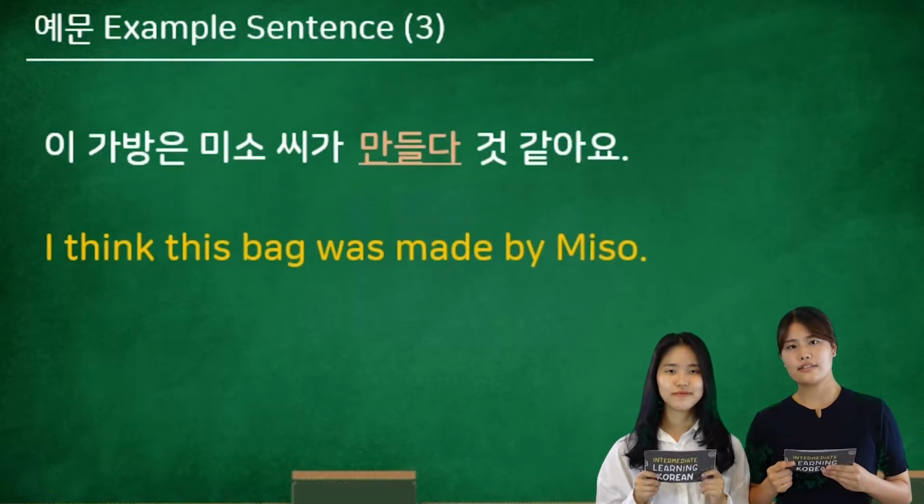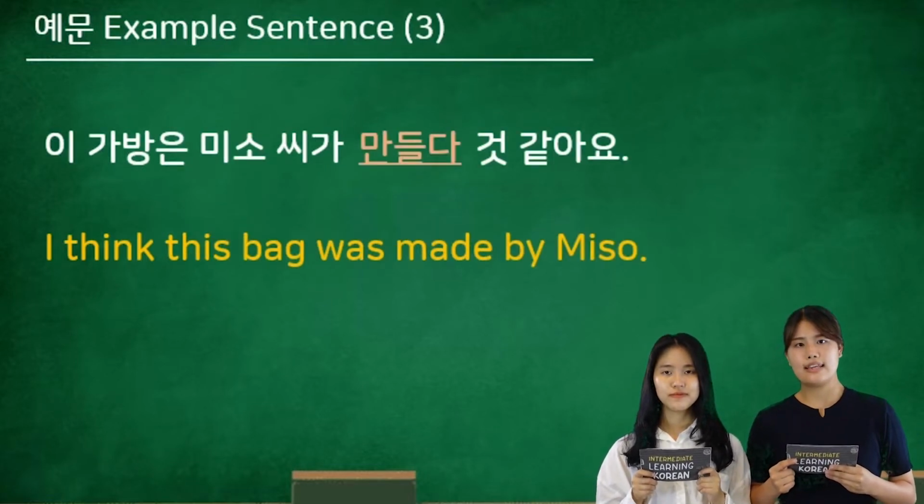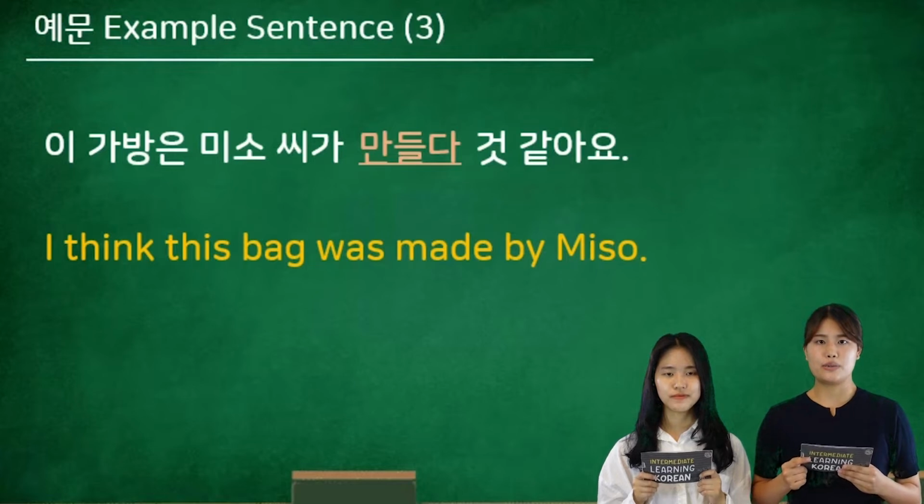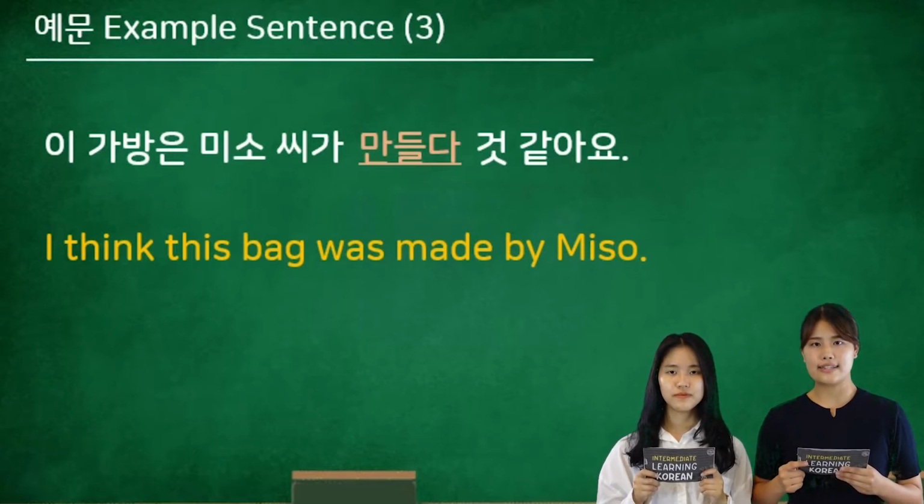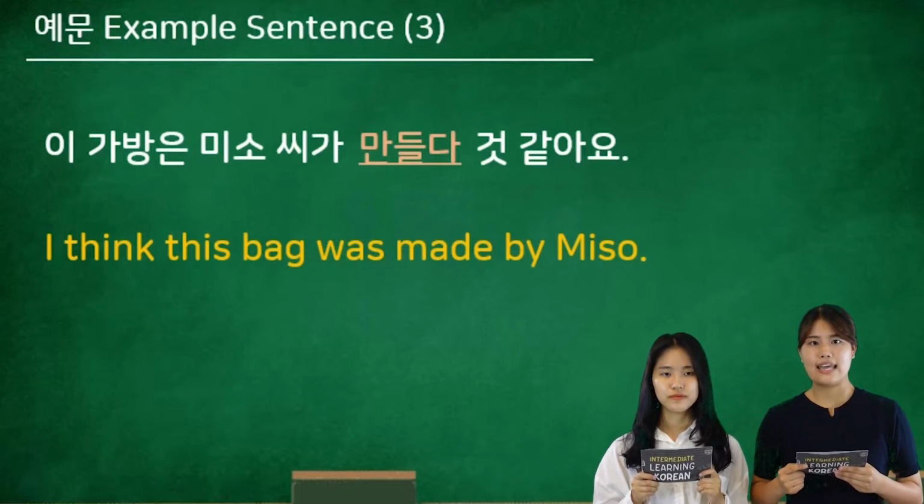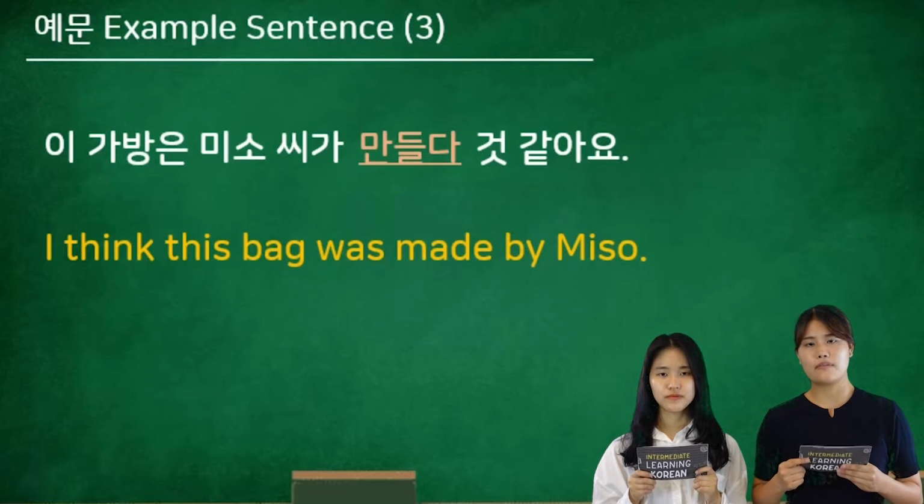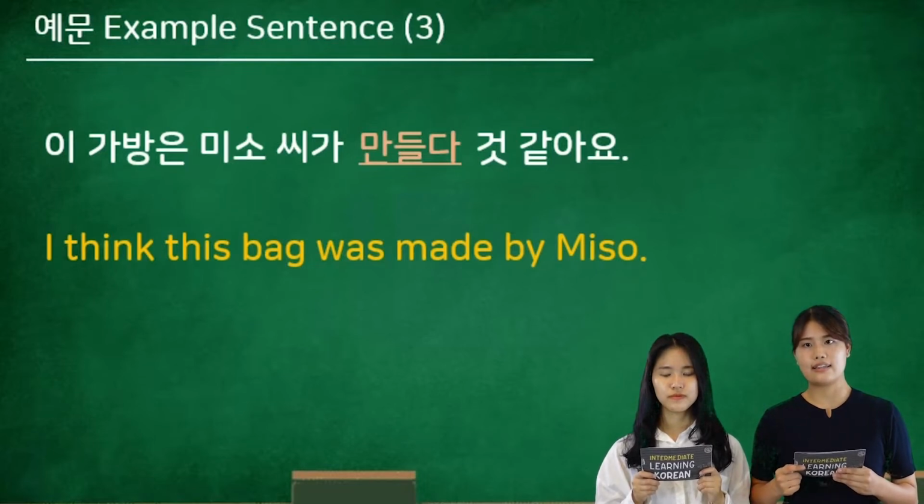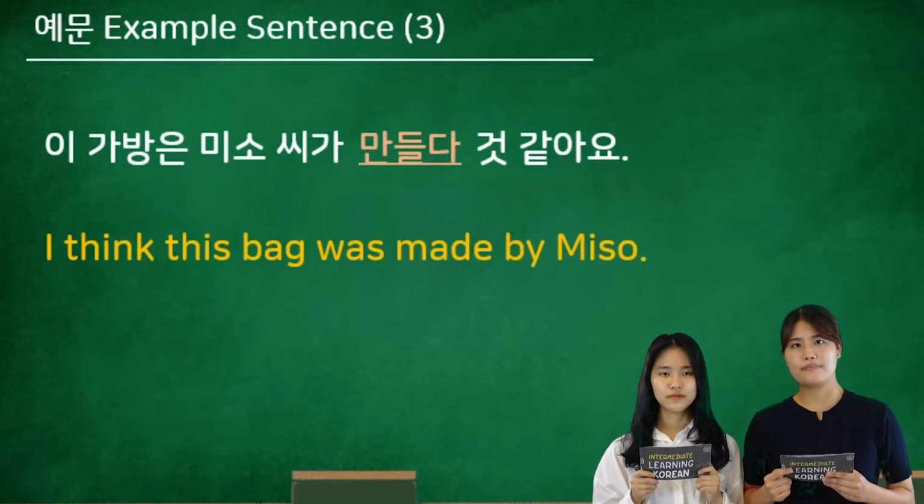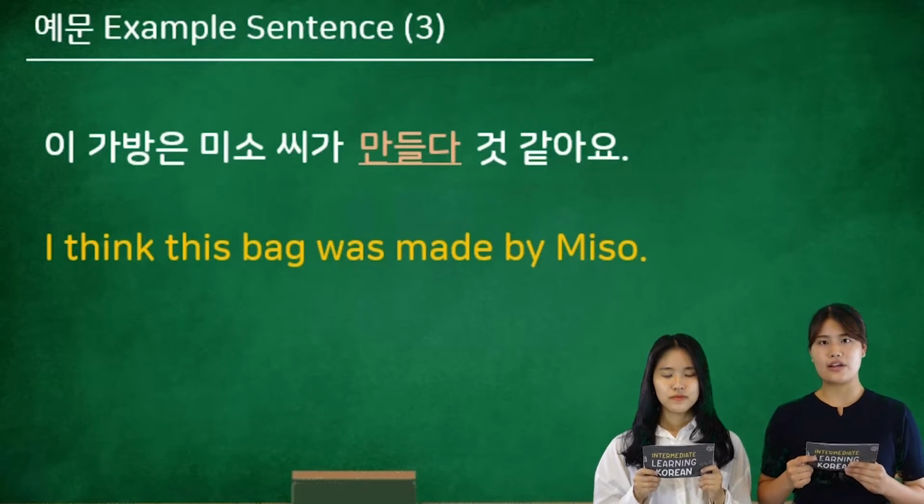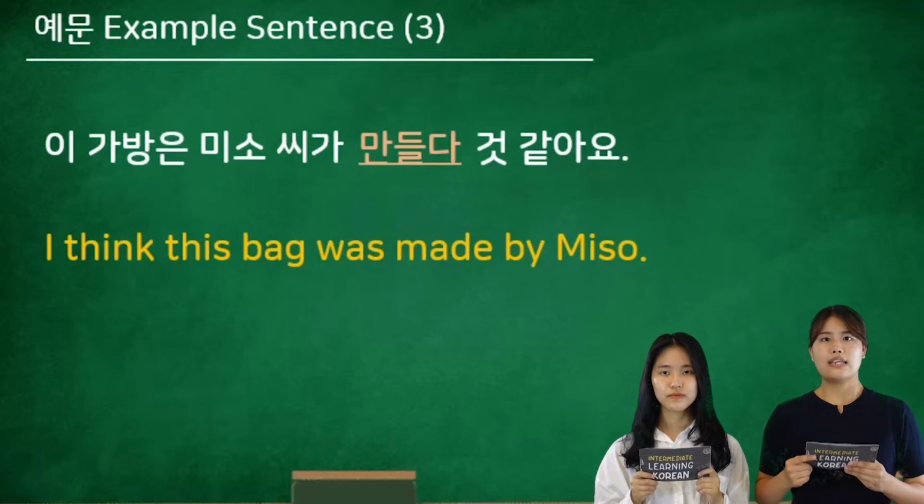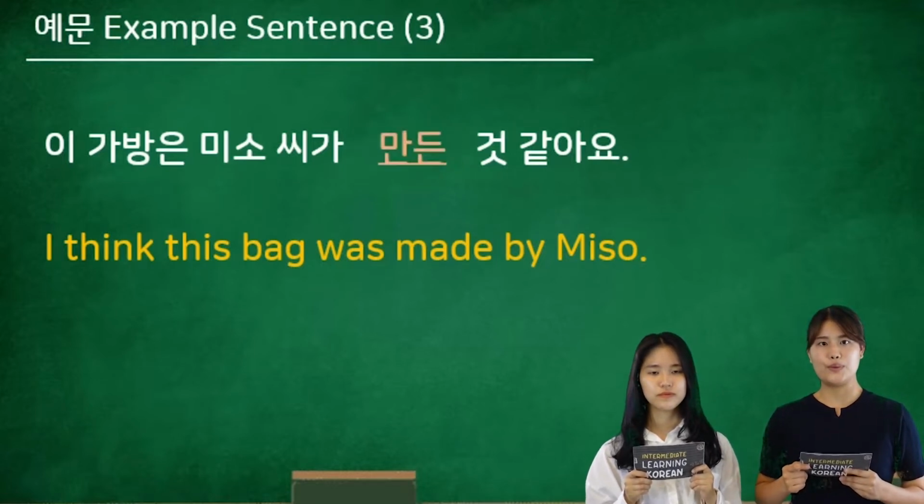This is the third example sentence. 이 가방은 미소 씨가 만들다. In this sentence, we delete 다 from the verb 만들다. Then you can see that the final consonant is ㄹ in the stem of the verb. Then we can use ㄴ 것 같다 after it. So it becomes 이 가방은 미소 씨가 만든 것 같아요.